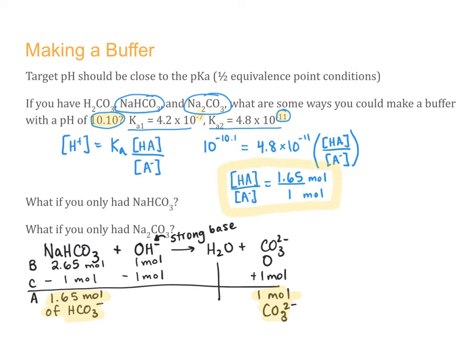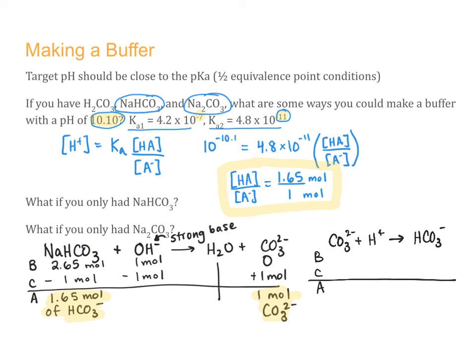So if you just have one of the two pieces of the conjugate acid-base pair, you can generate the other one by basically doing a titration to approximately the half equivalence point. Similarly, what if you only had the sodium carbonate? Then you could react that sodium carbonate with a strong acid and make it go backwards on the titration curve to the half equivalence point, or close to it. So I've got some carbonate, I'm going to react it with a strong acid, and we will make HCO3 minus, the thing that we're missing.